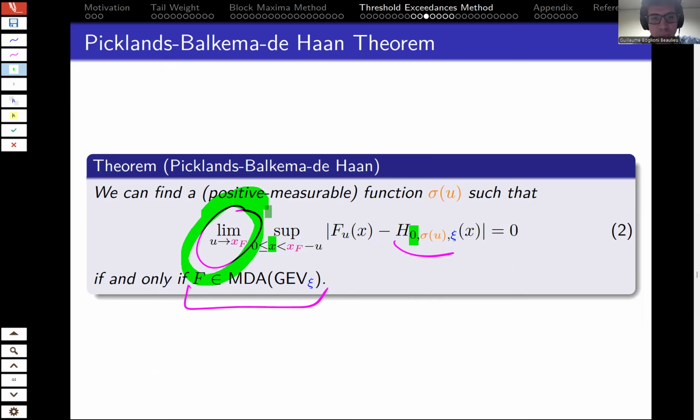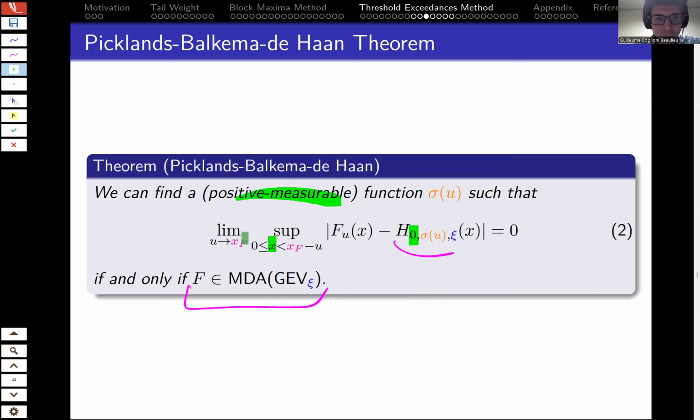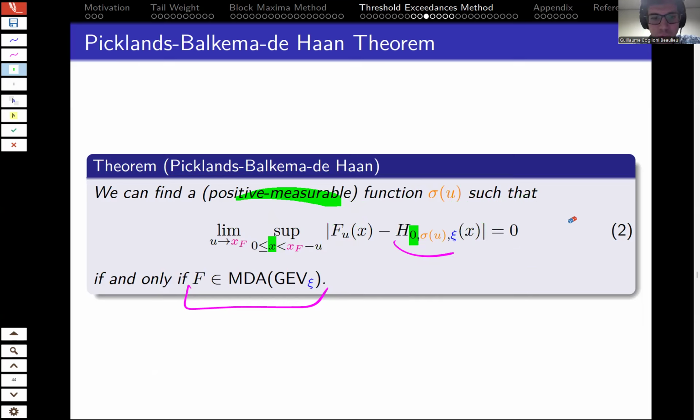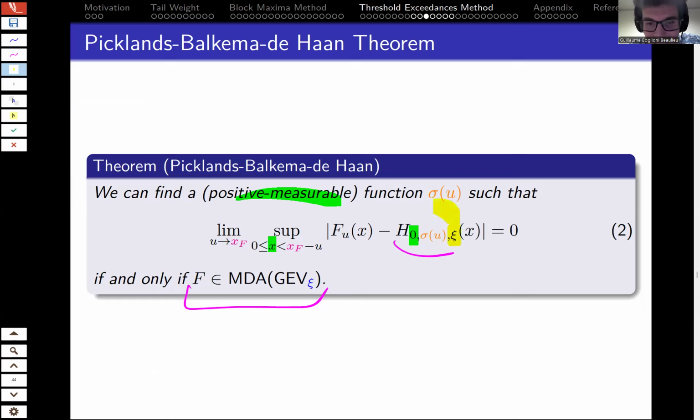And this is a theorem, so this line here, the fact that in the limit when u is very large, this is very close to this because the supremum of the difference is 0. If that is true, well then f is in the maximum domain of attraction of the GEV-C, but careful, it's the GEV specifically with the C in this line. So what I mean is that the C inside the GPD is the same as the C here in the GEV. Same C.